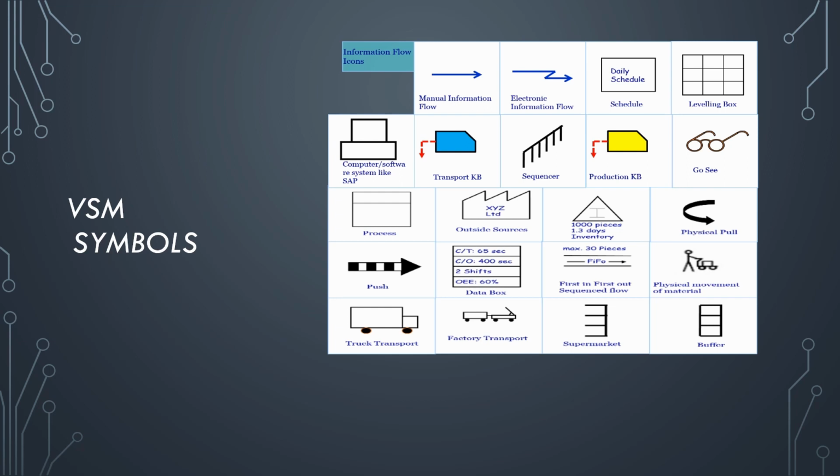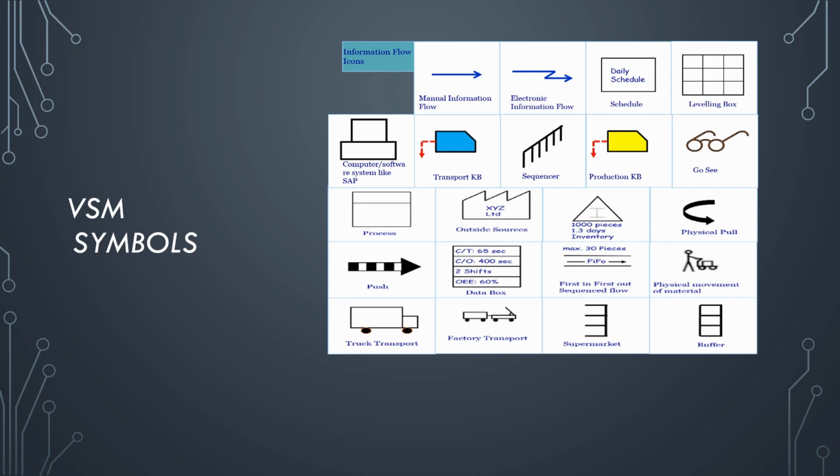It typically includes a brief description of the process and may contain additional information such as cycle time, work in progress, WIP, or other relevant data. Inventory represents the accumulation of materials or work in progress, WIP, at a particular point in the process.